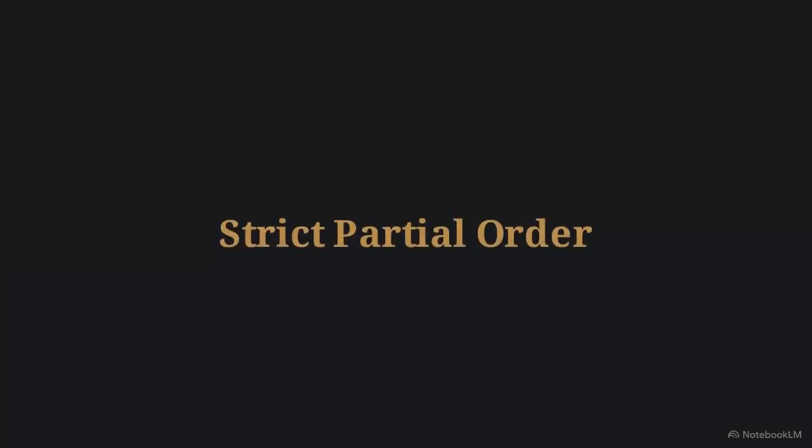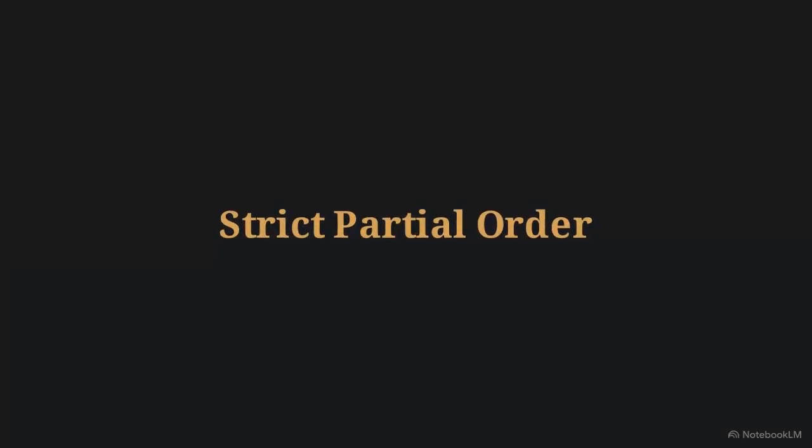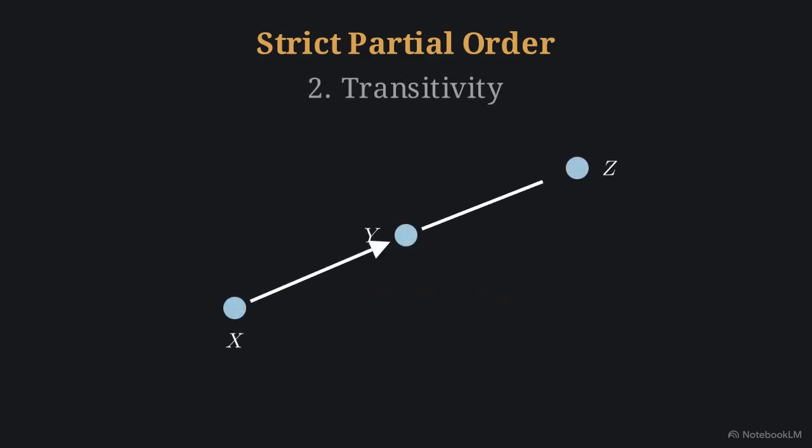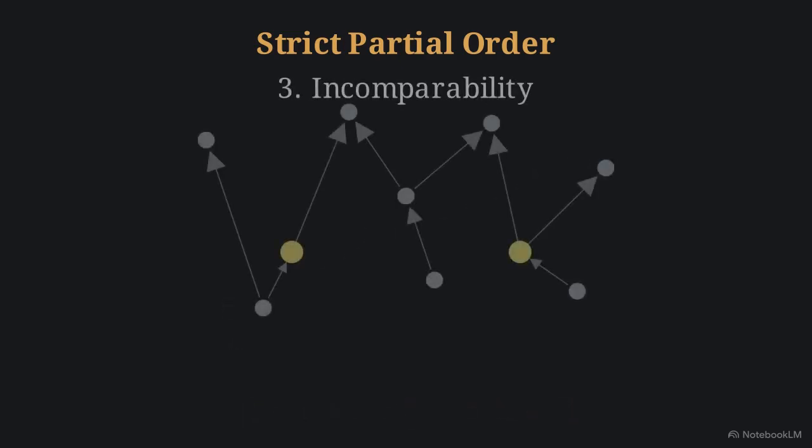This web of influence is governed by a strict partial order. The first axiom is irreflexivity. Physically, this means an event cannot cause itself or exist in its own causal past. The second axiom is transitivity. If X precedes Y and Y precedes Z, then X precedes Z. Causal influence chains forward across events without breaking.